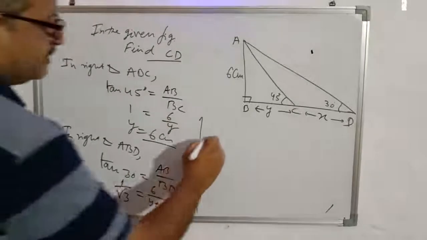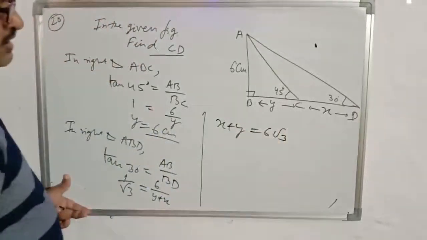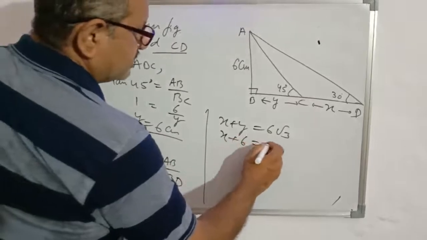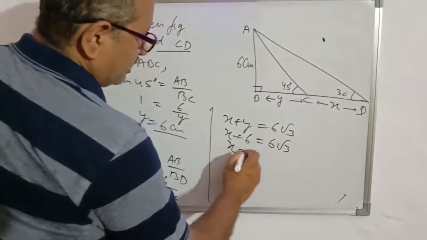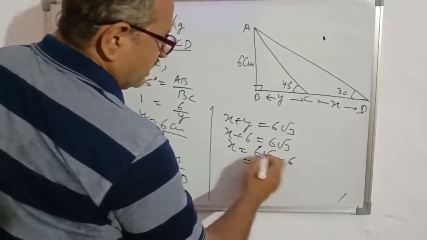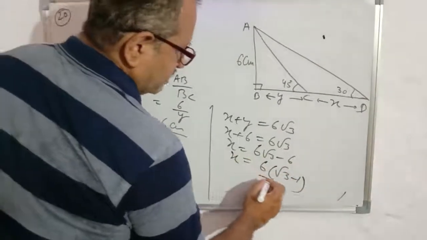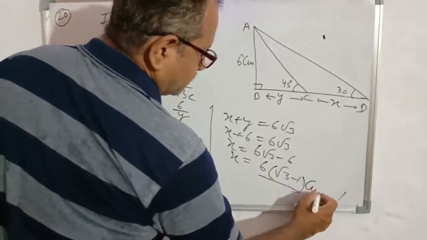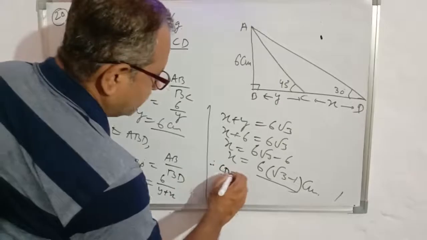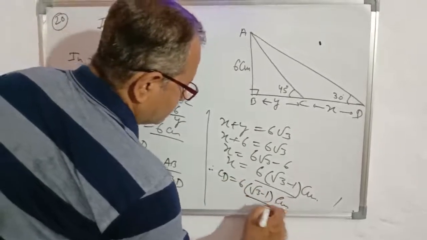Cross multiply. So X plus Y will be 6 root 3. Put the value of Y as 6. 6 root 3. What will be X? Transpose 6. 6 root 3 minus 6. We can take 6 common. So root 3 minus 1. X is 6 (root 3 minus 1) centimeter. And X is what? CD. So therefore we can write CD is equal to 6 (root 3 minus 1) centimeter.